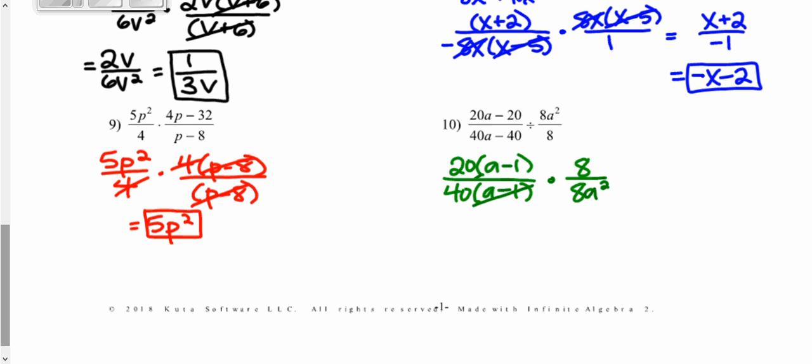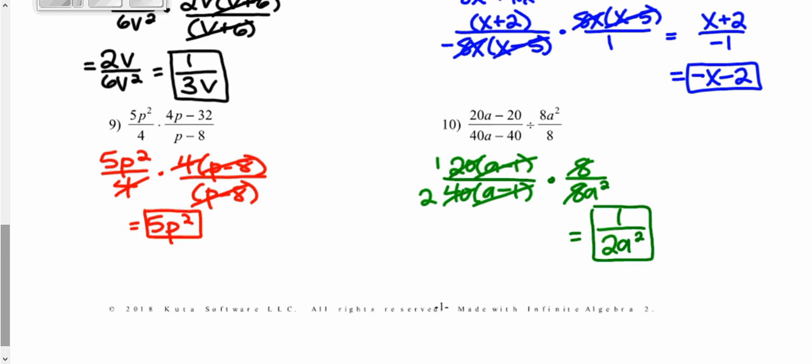So a minus 1 cancels out. 8 cancels out. And then if you think about 20 over 40, that simplifies to 1 over 2. So in the numerator, all we have left is a 1. In the denominator, we have a 2a squared.